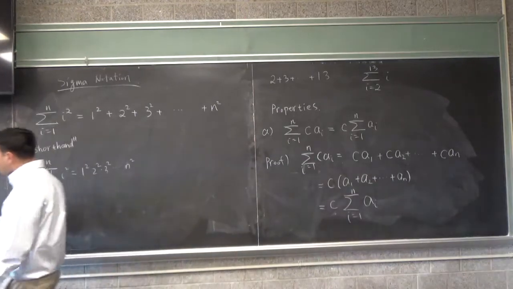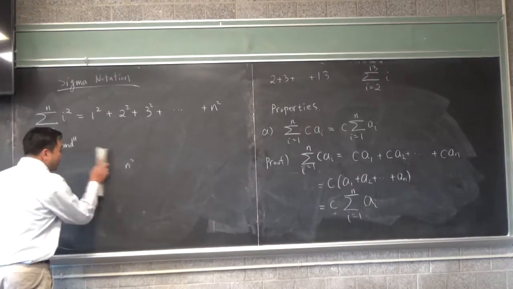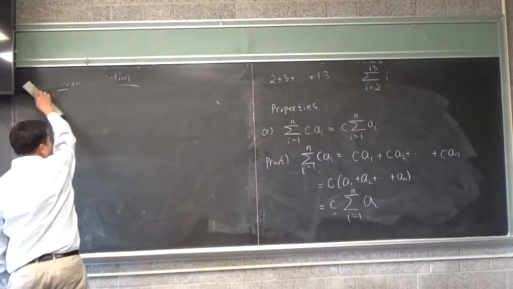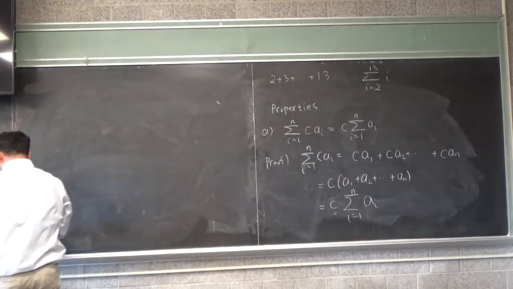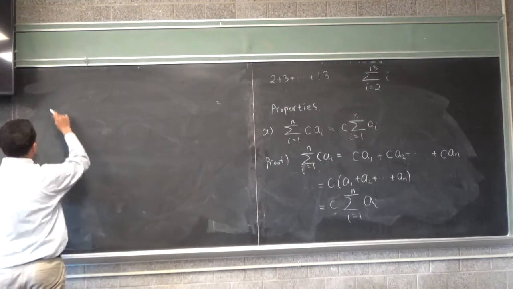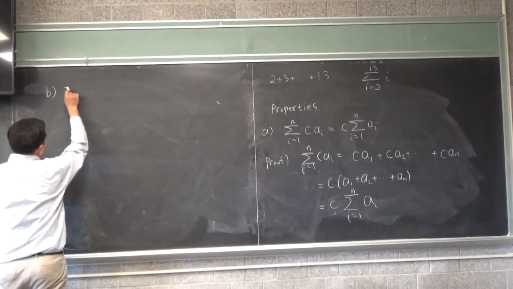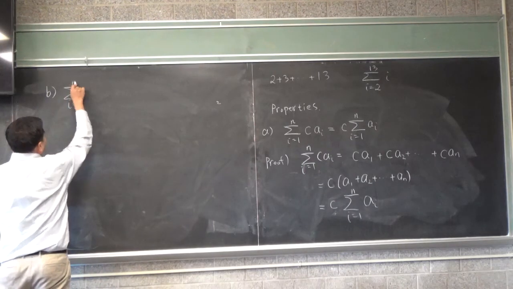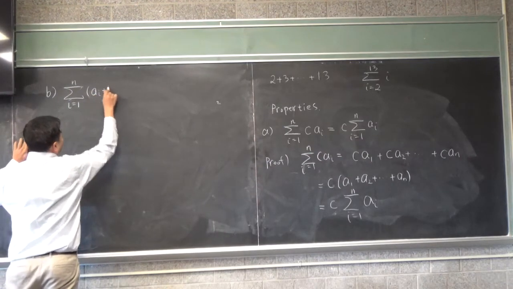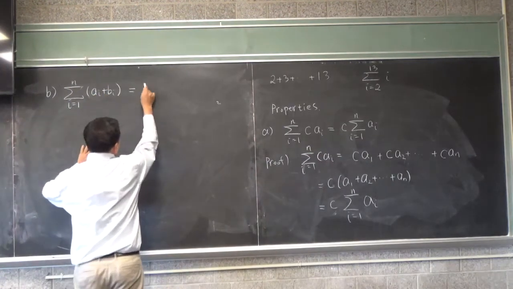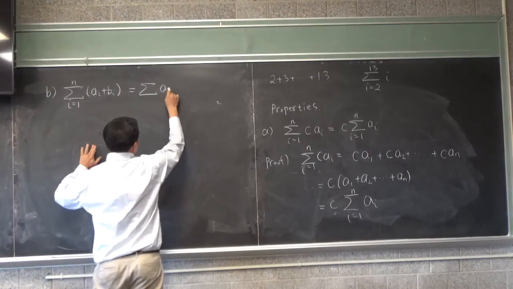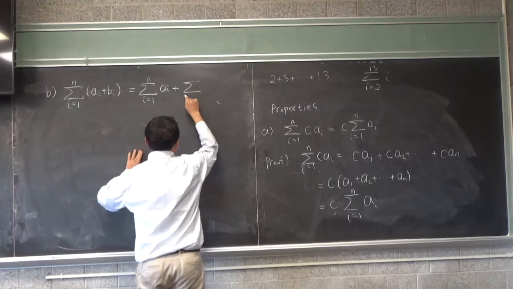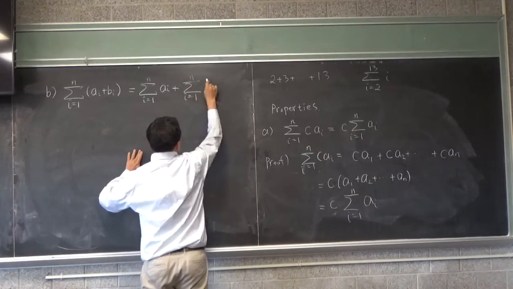Okay. So for this next one, I want everyone to actually try proving it, because it really helps you to understand what it means. Okay, so B, I want you to try proving that the sum from I equals 1 through n of (A_I plus B_I) is equal to sigma A_I, I from 1 through n, plus sigma I equals 1 through n of B_I.